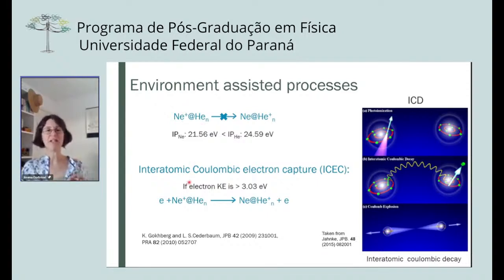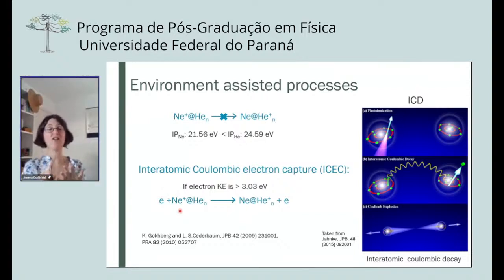However, imagine that you have an electron coming in, a projectile, with a kinetic energy that is higher than this 3.03 eV difference of these ionization potentials. In that case, when the electron attaches to the neon plus, it's going to release the ionization energy and the kinetic energy that it has.